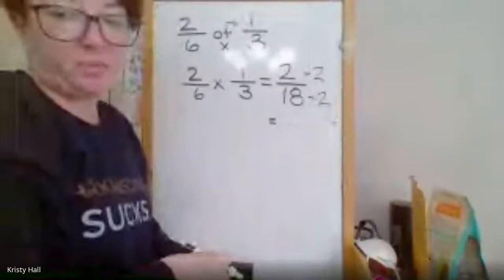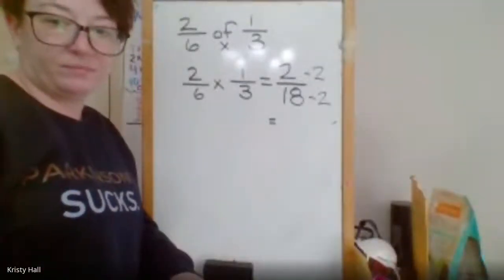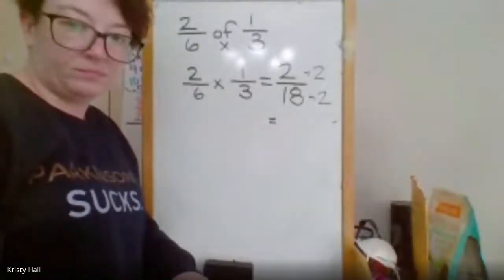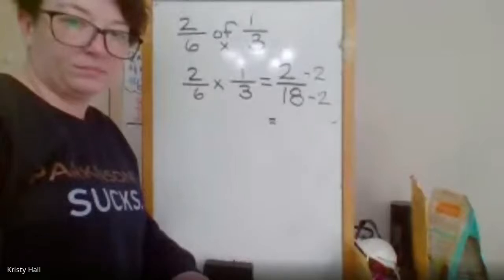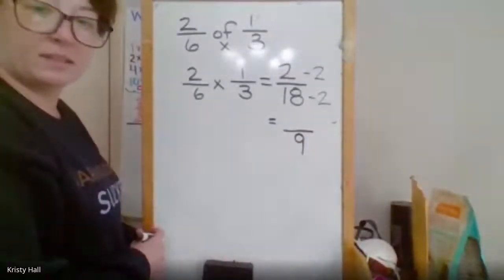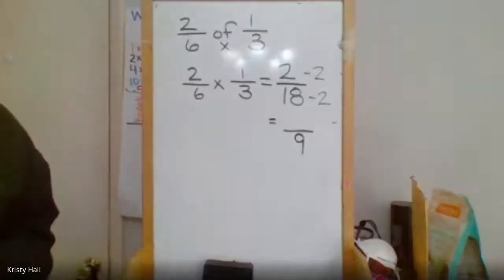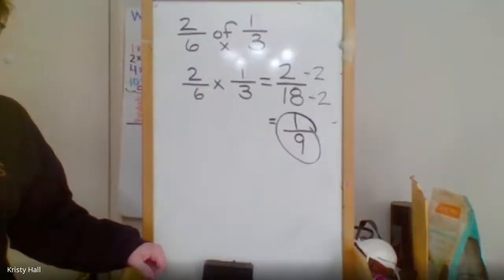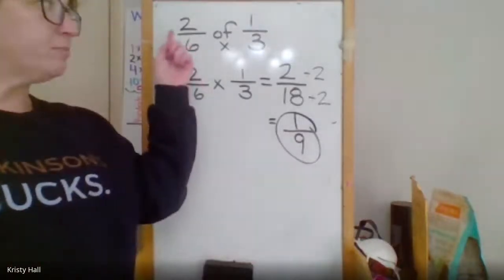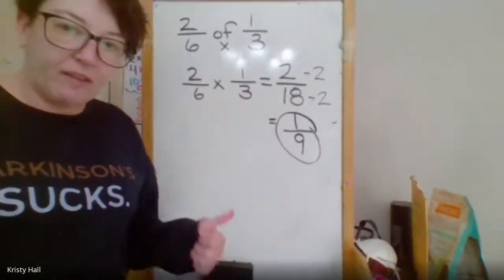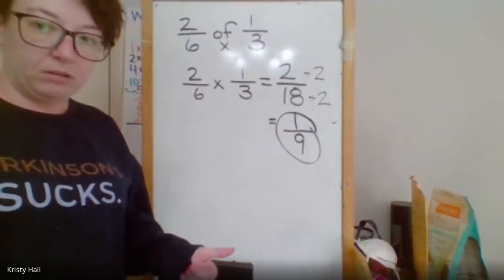Feel free to unmute and jump right in. 18 divided by 2 equals 9. Perfect. 2 divided by 2 is 1. Perfect. Good teamwork. So the answer is 1/9. So in both of those problems, we were just multiplying numerators and multiplying denominators. Anybody have any questions about that or want to do another one?